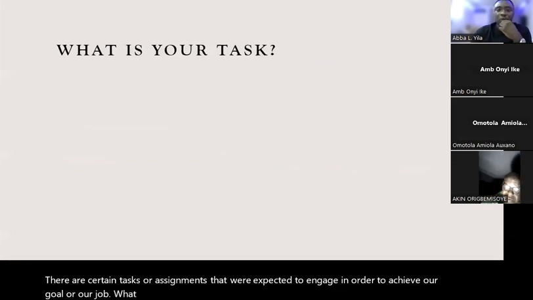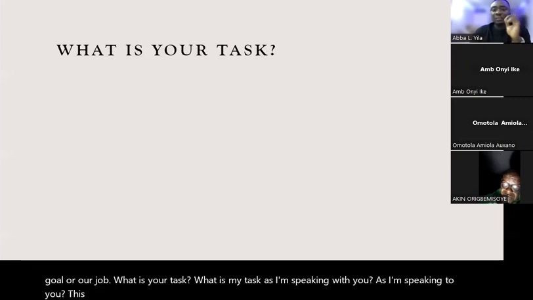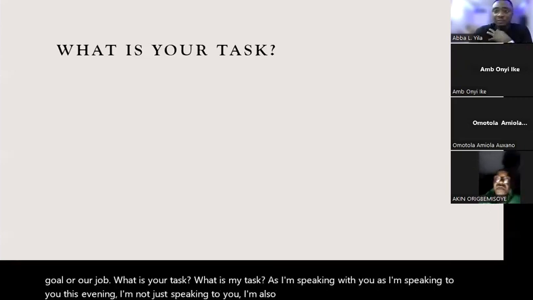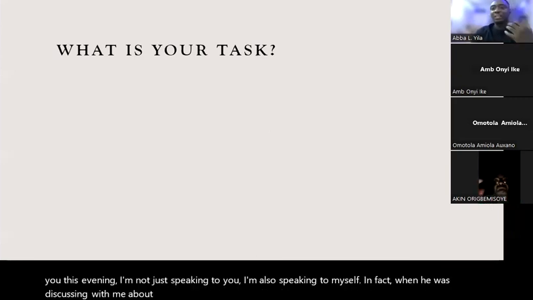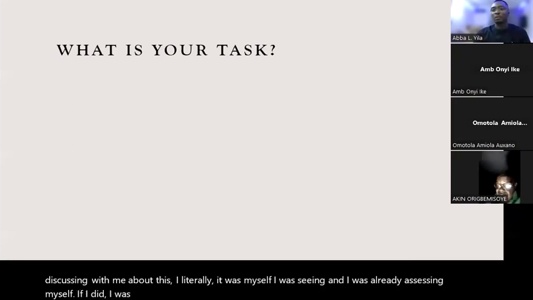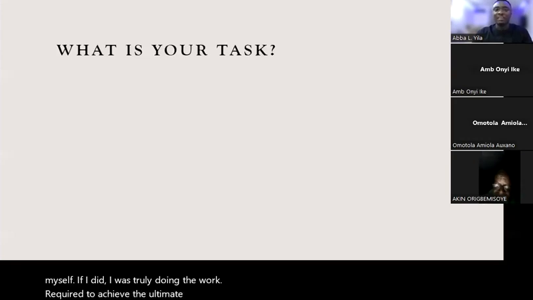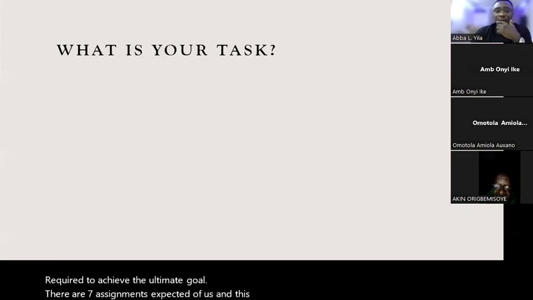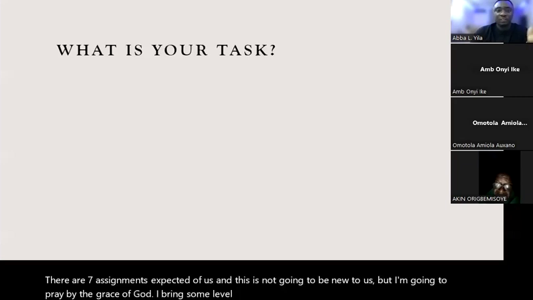What is your task? What is my task? As I'm speaking to you this evening, I'm not just speaking to you, I'm also speaking to myself. In fact, when he was discussing this with me, it was myself I was seeing. And I was already assessing myself if I was truly doing the work required to achieve the ultimate goal. There are 7 assignments expected of us, and this is not going to be new to us, but I'm going to pray that by the grace of God I bring some level of understanding for us this evening.